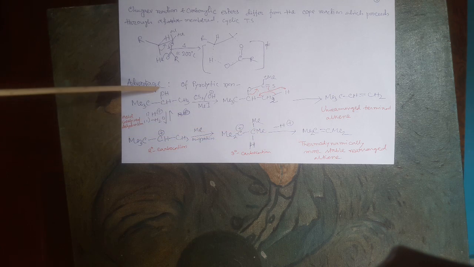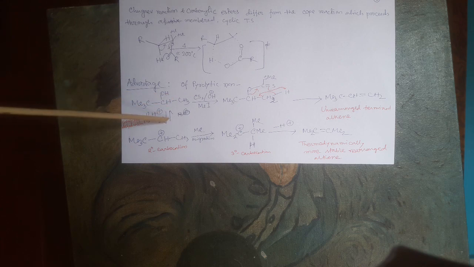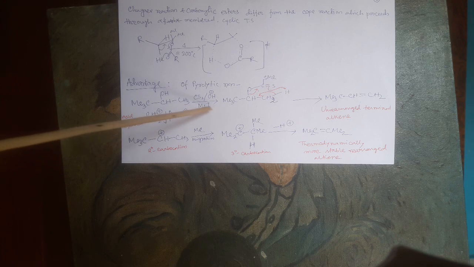Now we see if this alcohol undergoes a pyrolytic reaction, that means if this compound is used in high temperature, what happened? At first we see here if we use carbon disulfide in presence of alkali, what happened? This OH reacts with carbon disulfide, and if then we use methyl iodide, what happened?